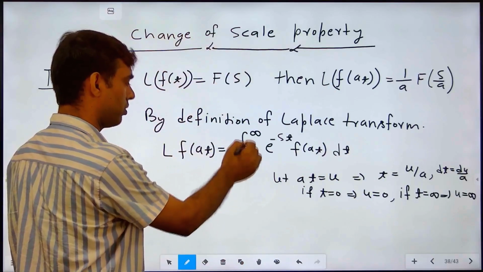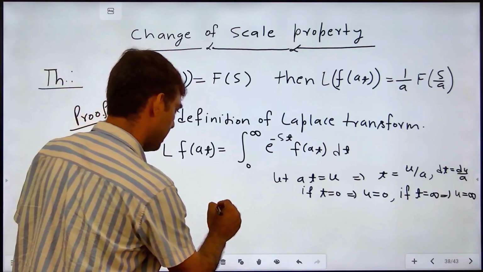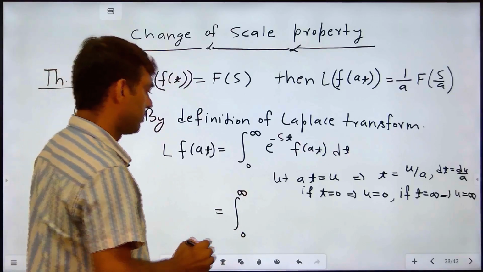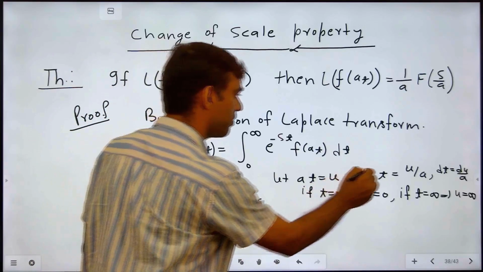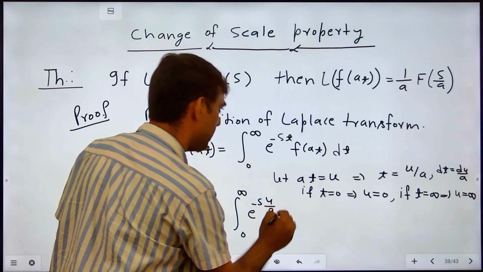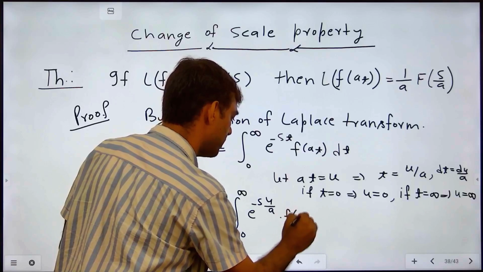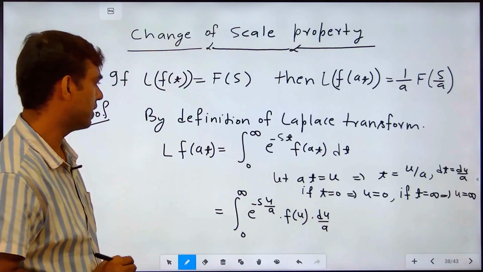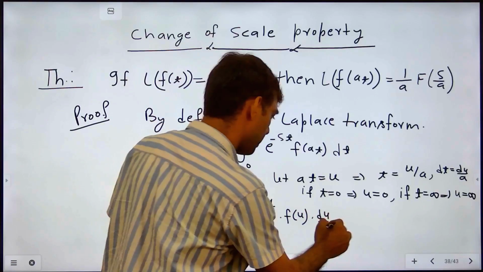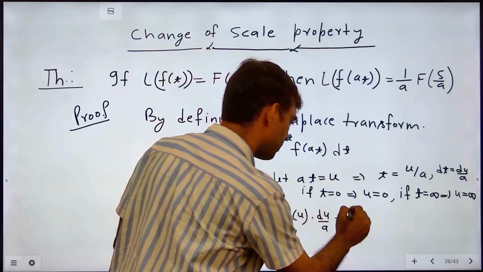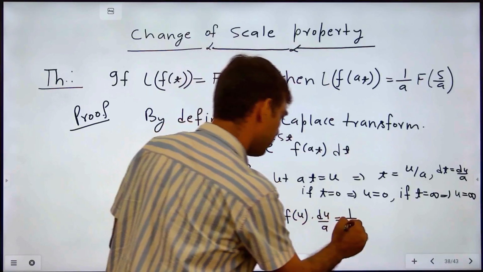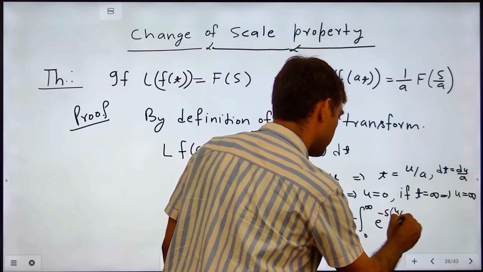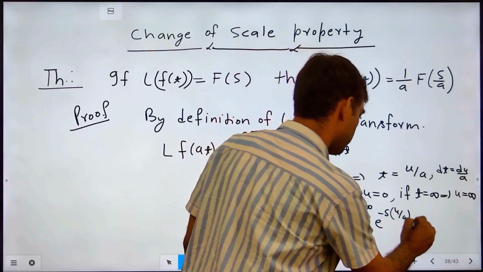Now, we put in these values. The lower limit becomes 0 and the upper limit becomes infinity. The integrand is e to the power minus s, and in place of t we write u/a. In place of f(at), we have f(u), and dt becomes du/a. Now 1/a is a constant, so it comes outside the integral sign: 1/a times the integral from 0 to infinity of e^(-(s/a)u) f(u) du.